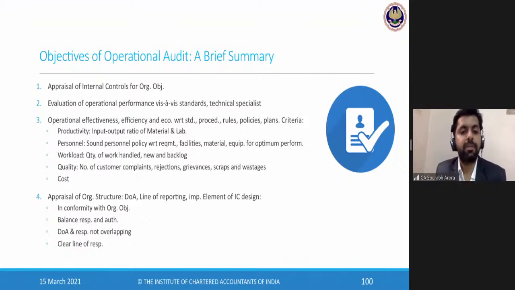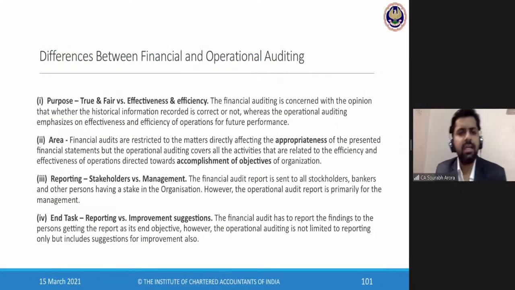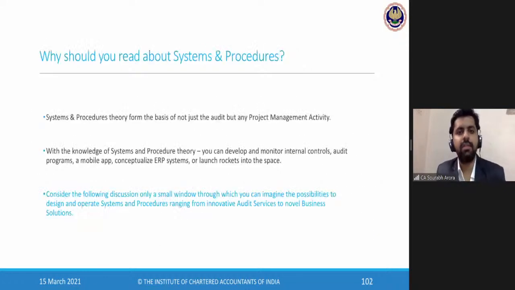You can see the operational effectiveness, efficiency, etc. through these criteria. Appraisal of organization structure, delegation of authority, line of reporting, element of IC design, internal control design, etc. Here is the difference between financial and operational auditing. We have discussed that in detail.